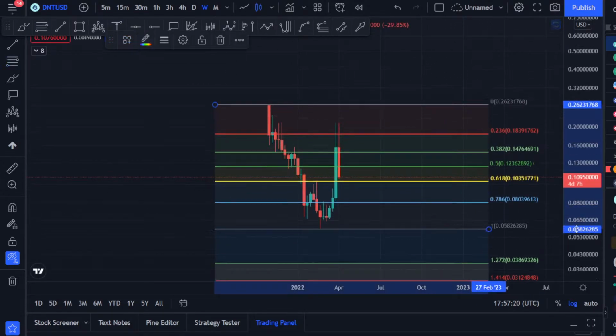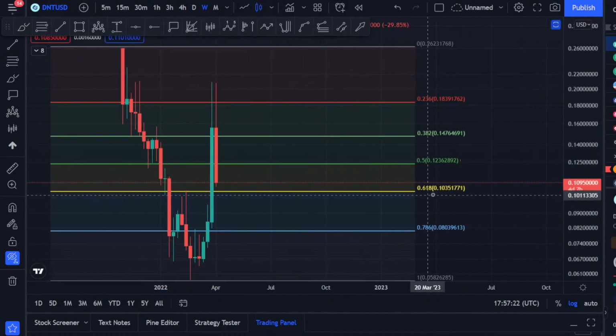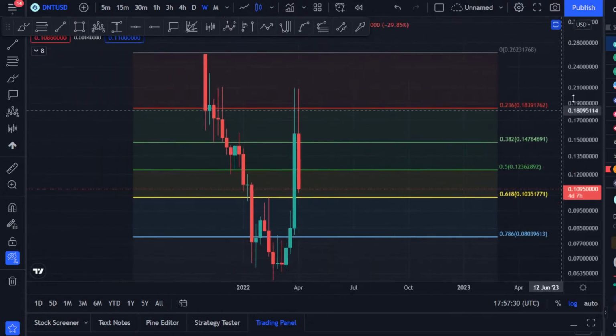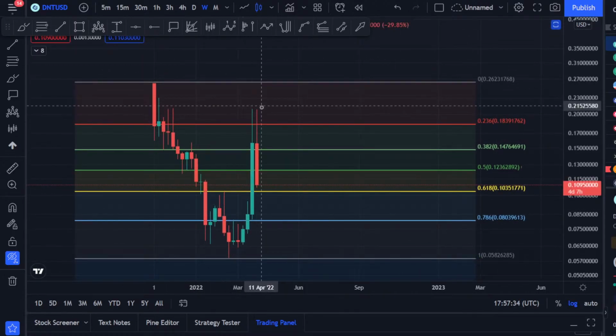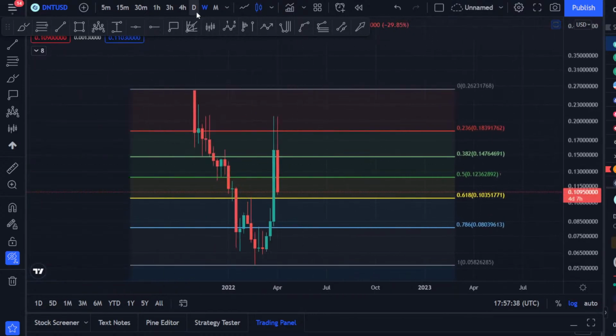Okay, you can clearly see the 0.618 level is sitting right over here at 0.10. That's why it's coming here. Maybe this can be the area of support. Okay, you can see it's not a coincidence. The coin pumped and then it's coming to the 0.618. So maybe this can be the area of good support.